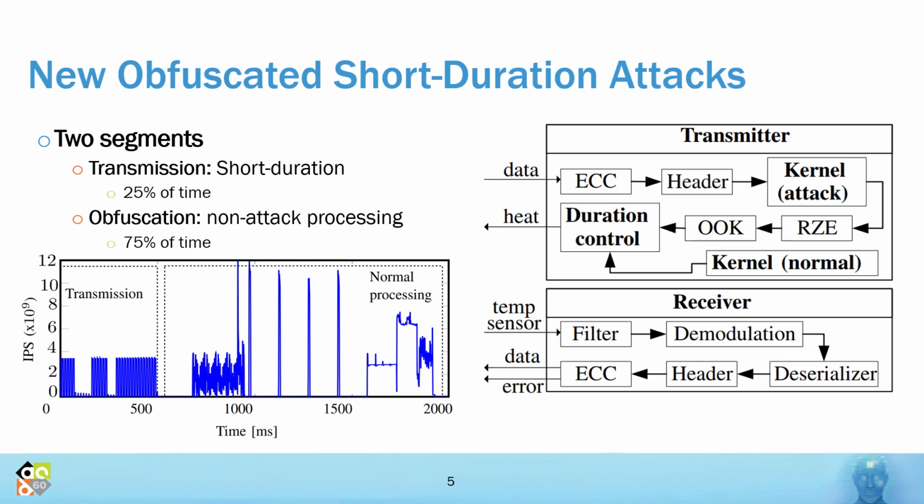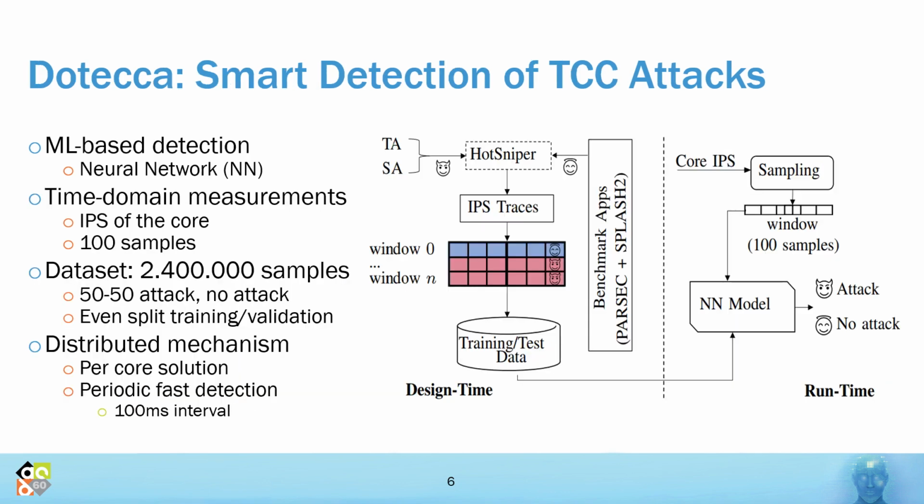After it finds the appropriate header, it decodes the packet and extracts any possible errors using Hamming. Now let's take a look at an overview of Doteca, our smart detection technique for thermal covert channel attacks.